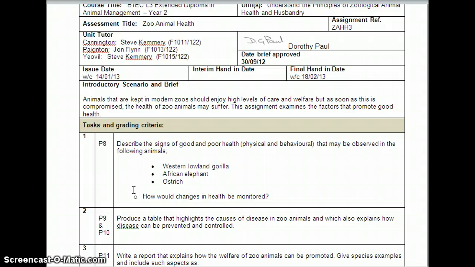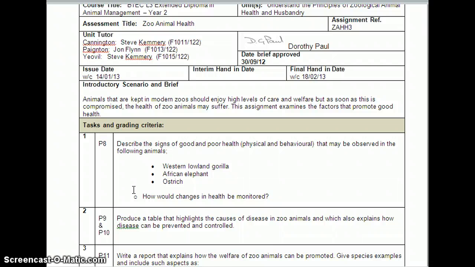to the next. What you also need to be able to do is state how changes in health would be monitored. So you're looking at things like health charts, any diaries that you may keep in a zoo, or any video diaries that you may well keep. So that can just be bullet pointed, or it can be in a paragraph. You can include images. You can do that any way you see fit.